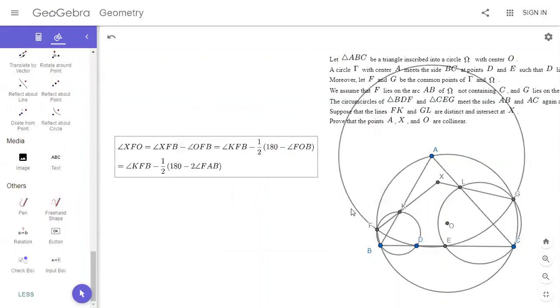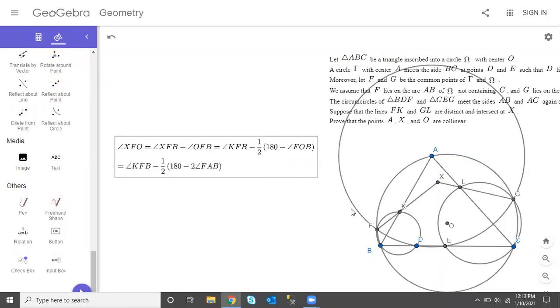Let's see. Someone said something in the chat. AO is perpendicular to FG. I don't.